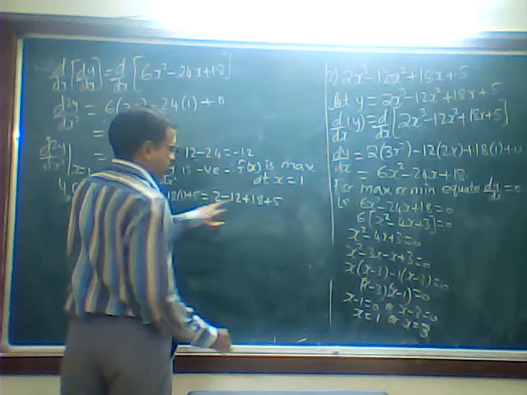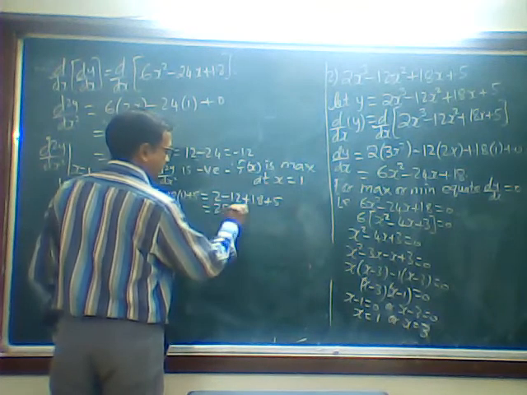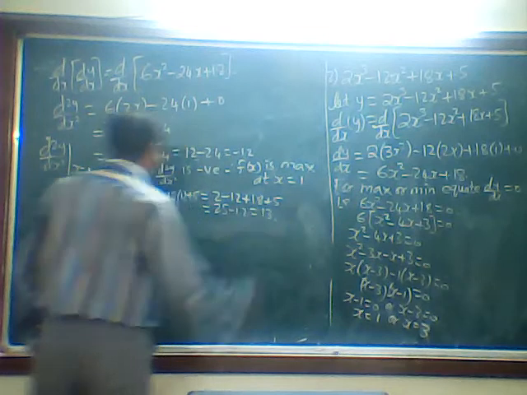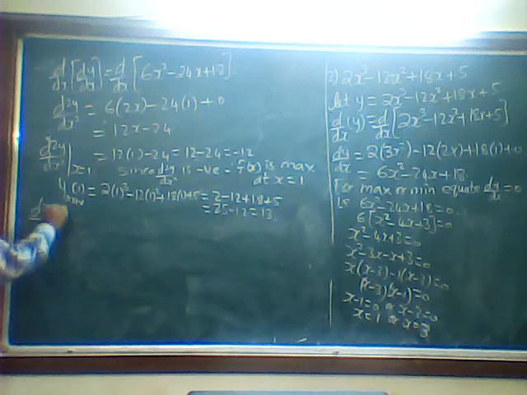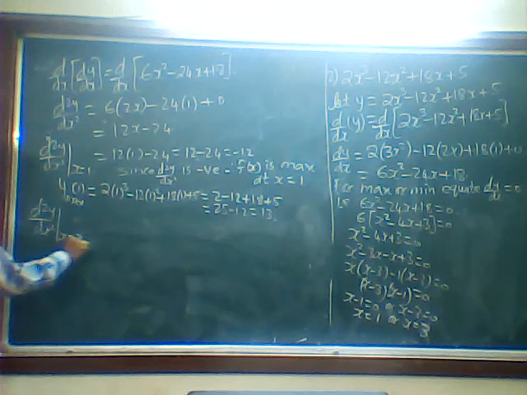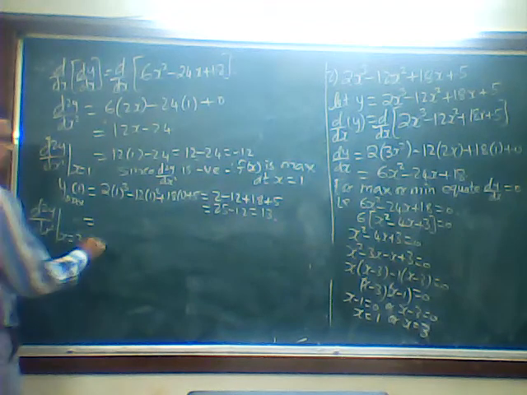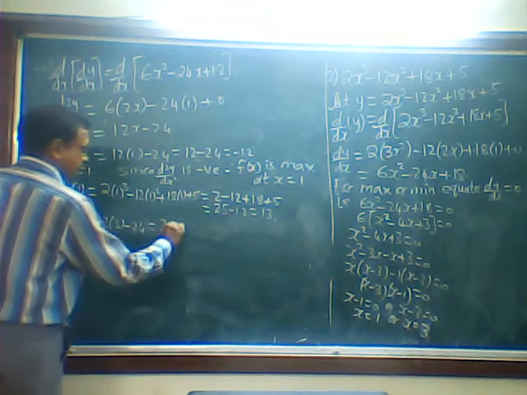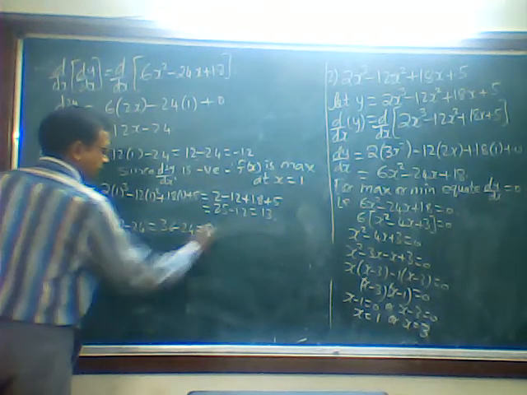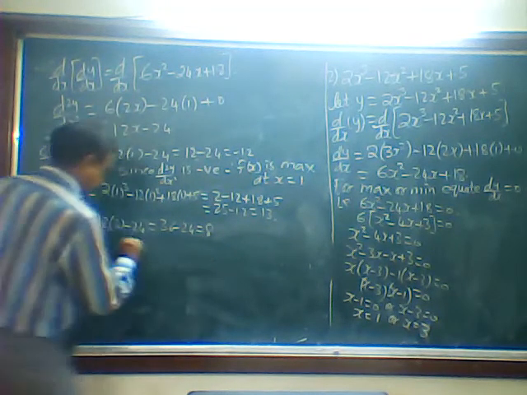18 plus 2 that will be 25. 25 minus 12, it is 13. Okay. Next, again I find out d square y by dx square at x is equal to 3. That is 12 into 3 minus 24. So 36 minus 24 is how much? 8. So I'll say here again what?